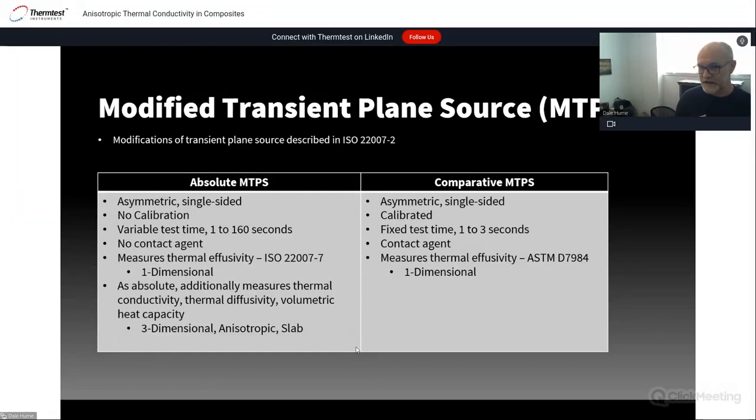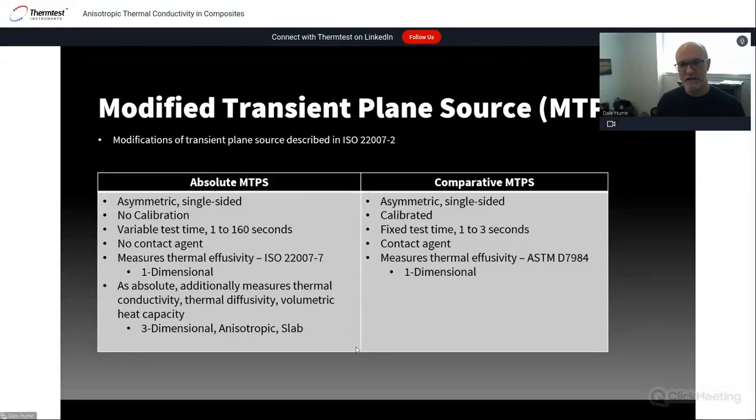So it has all the advantages of the transient plane source method. Variable test times, that's key for testing into materials. No contact agent. The reason why is because we're able to identify and remove that portion of the time that's the contact resistance. So you don't need a drop of water or paste. It measures thermal conductivity directly, thermal diffusivity directly, and calculates volumetric specific heat. And according to the new ISO 22007-7, it also measures thermal diffusivity.